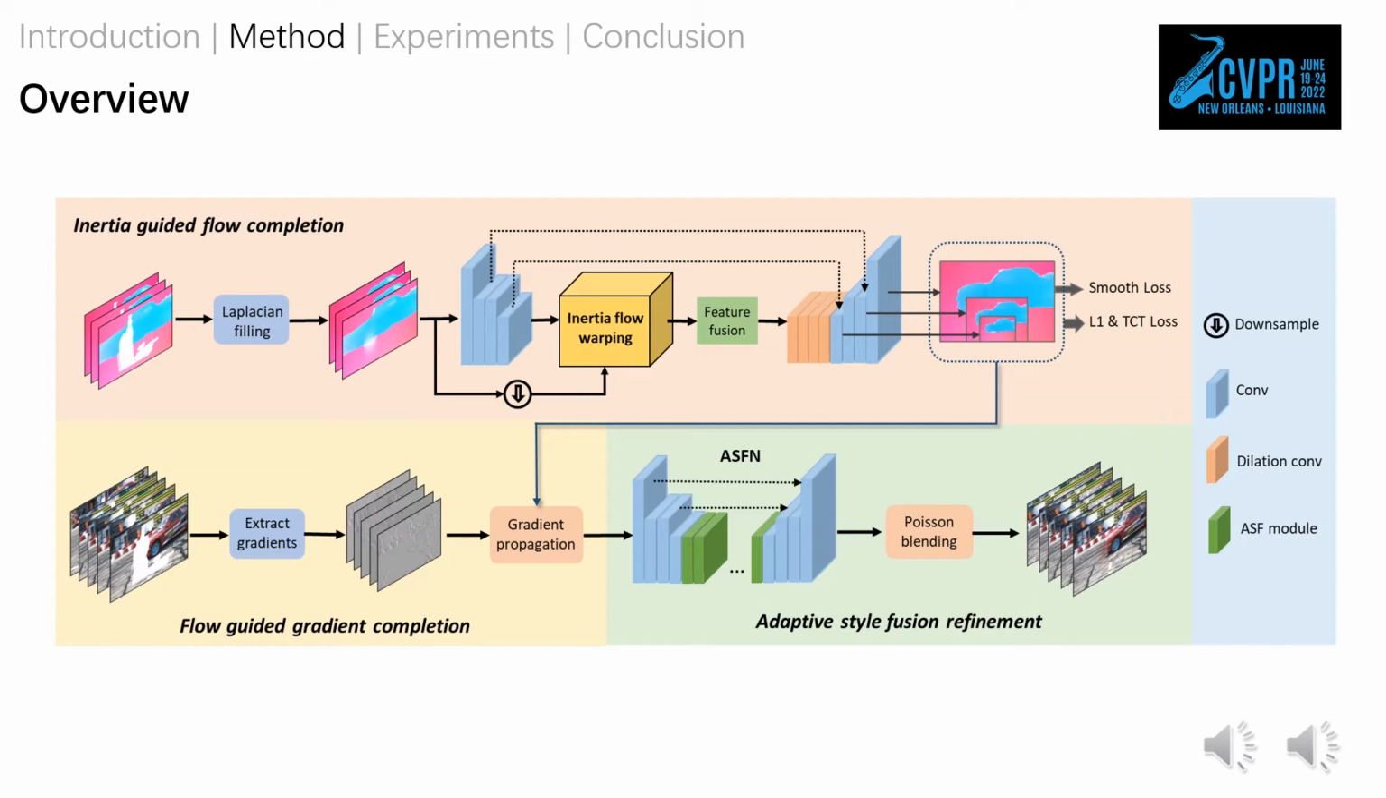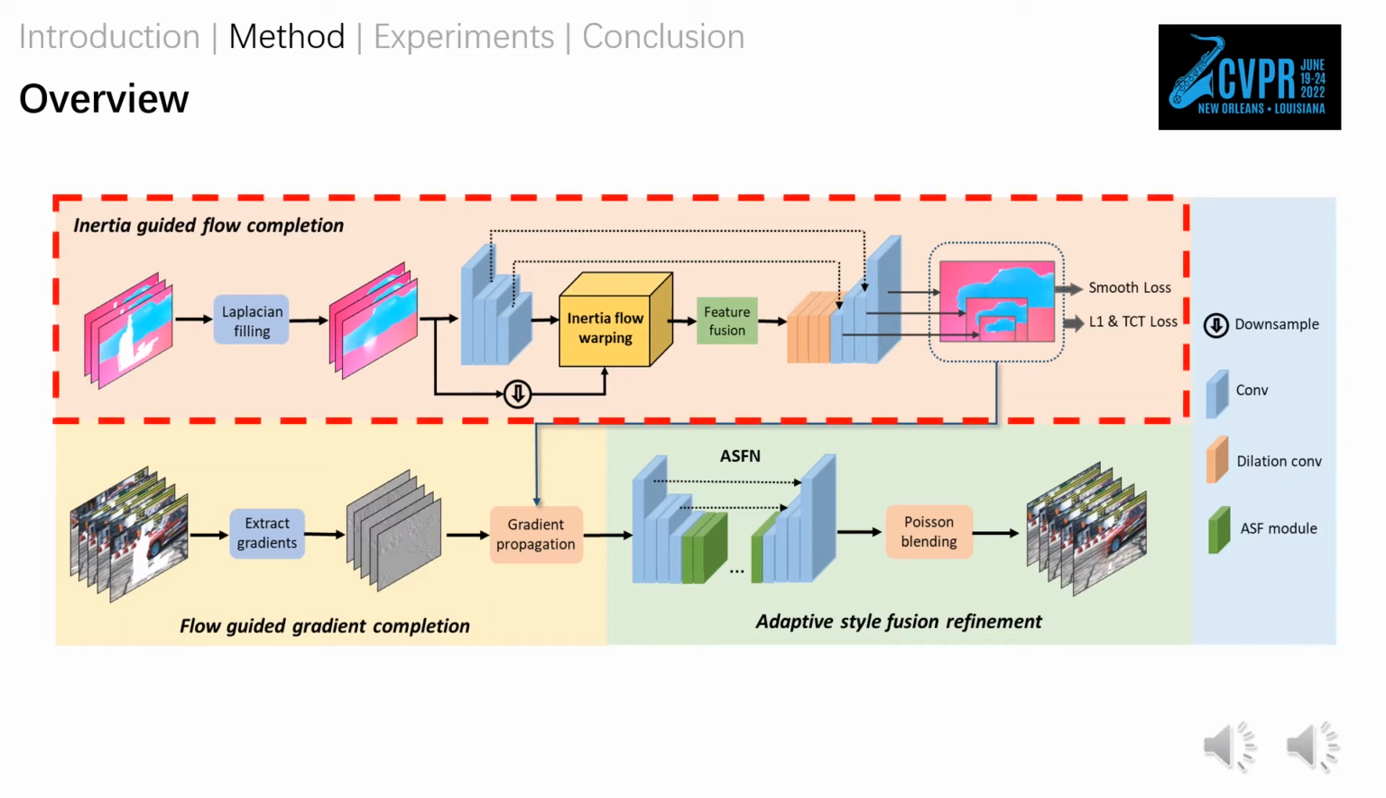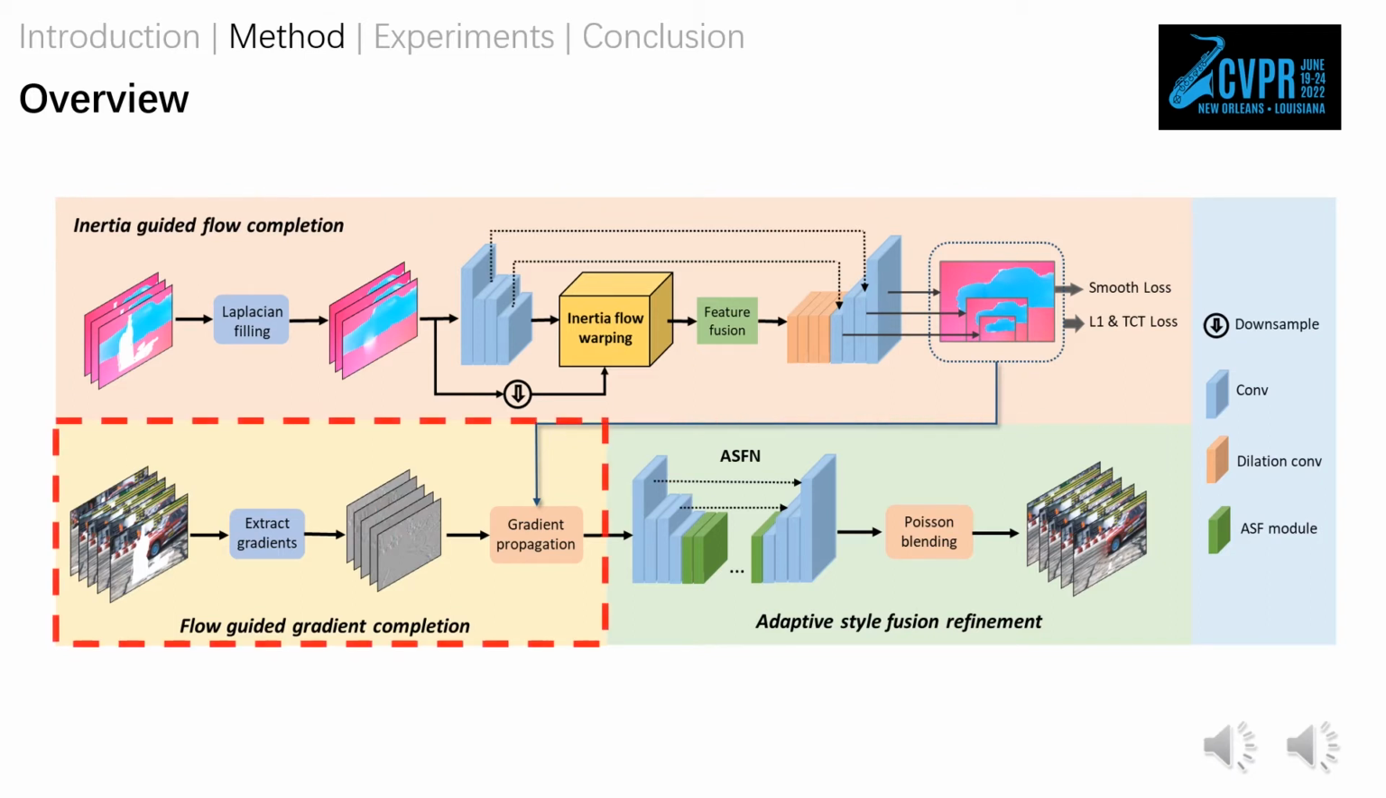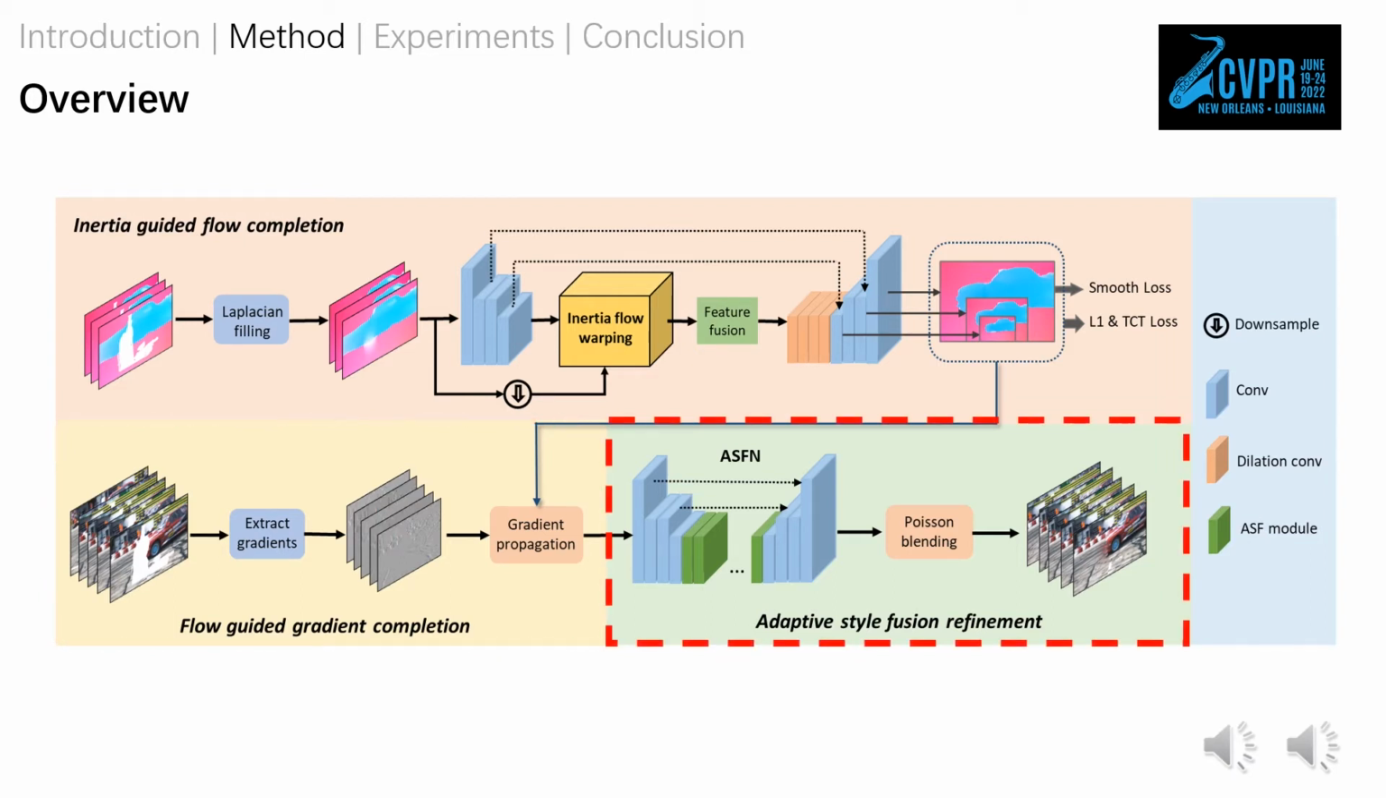Our method consists of 3 steps. In the first step, optical flow features are aligned under the inertia prior, and then fused for flow completion. Next, we utilize the completed flows with original resolution to guide the gradient propagation across the video. Finally, we adopt ASFN to correct the style of the filled gradients based on the style in the valid regions, and utilize Poisson blending to render the results.